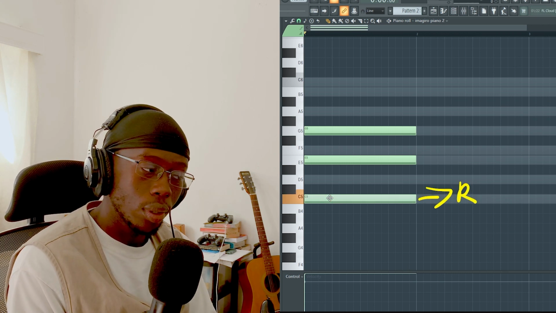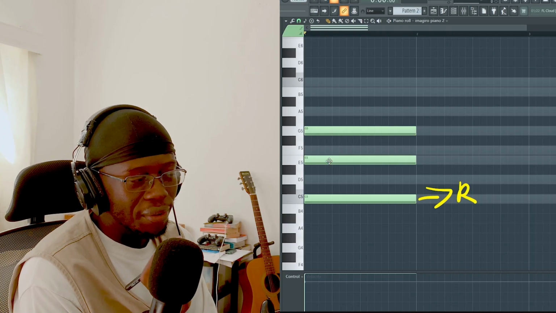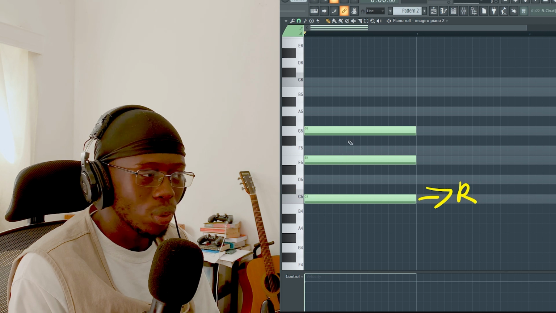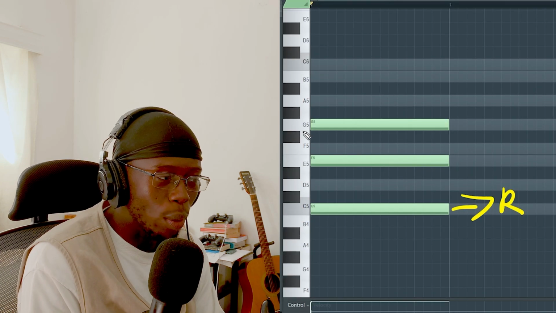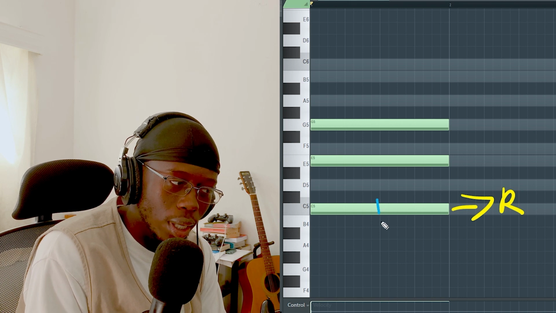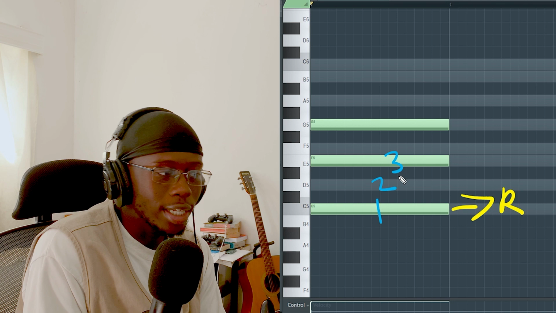After the root, we have the third. Now, just like me when I was starting out, you're probably asking yourself, why do we call this the third if it's the second note of our chord? Because we have 1, 2, 3. As you can see in the back, we have a scale highlight. I'm gonna write 1 on the root because it's the first note, and then 2 that we skipped, and then we land on 3. So that is the third.